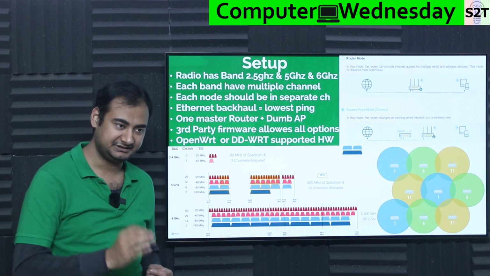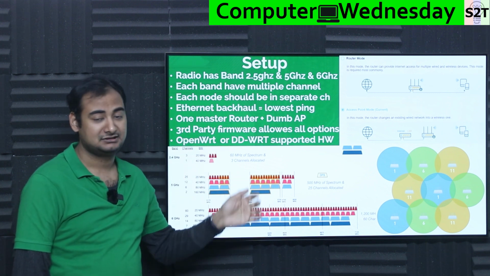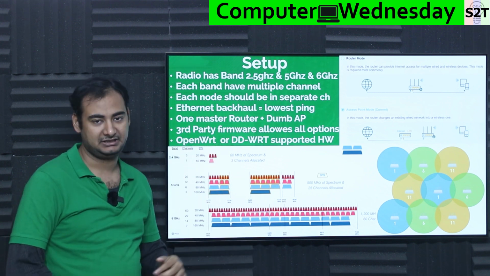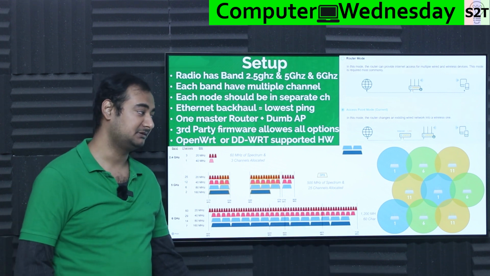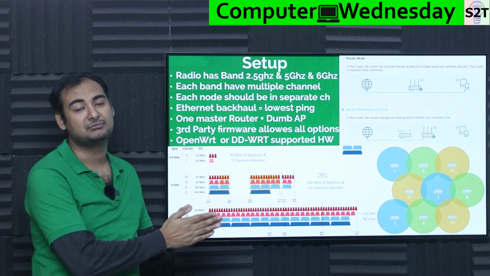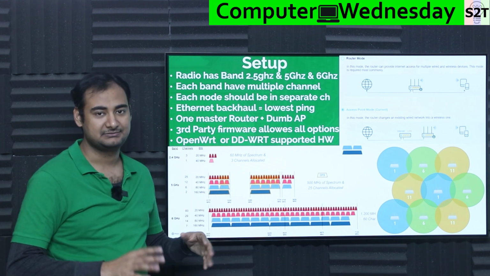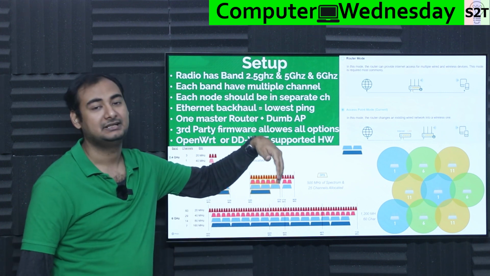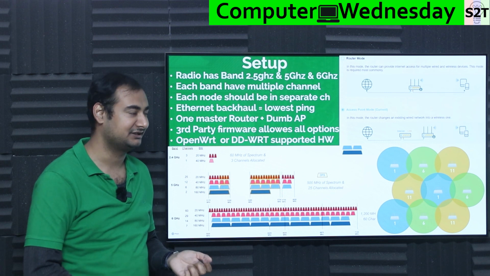So for that reason, Ethernet is your king, and you have to have one master router and as many other nodes as you want, dumb APs. Now I bought this one again to use as a dumb AP simply because I do have a router from my service provider, Geo Fiber, and I did not want to do all these things simply because, again, I'm lazy. And again, I did not need to, because to do that I would need to buy 2 routers. I can only afford one right now.